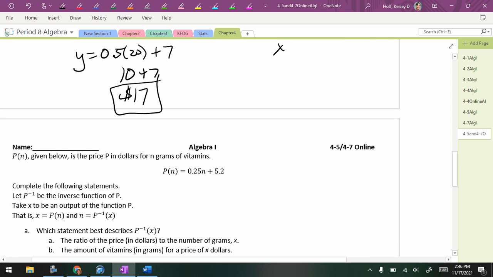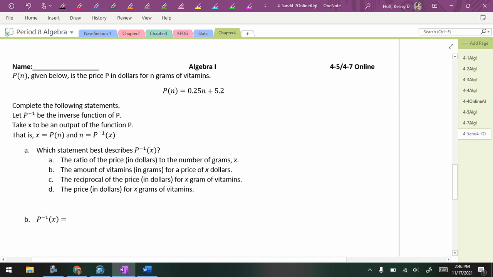Okay, flip it over. P of N given below is the price P in dollars for N grams of vitamin. P of N equals 0.25 N plus 5.2. Notice what did they give you? Decimals. Okay, complete the following statements. Let P inverse be the inverse. Take X to be an output. And that means X equals P of N and N equals P inverse of X. Truthfully, just ignore this. This is just reiterating that when you take the inverse, they swap places.